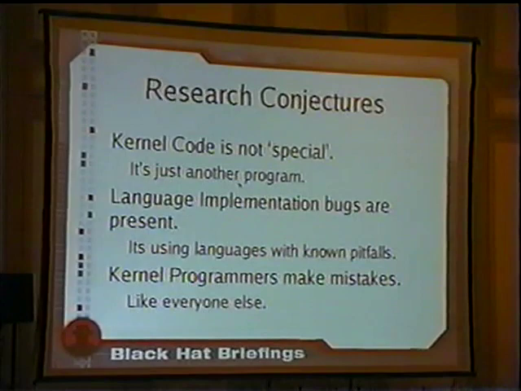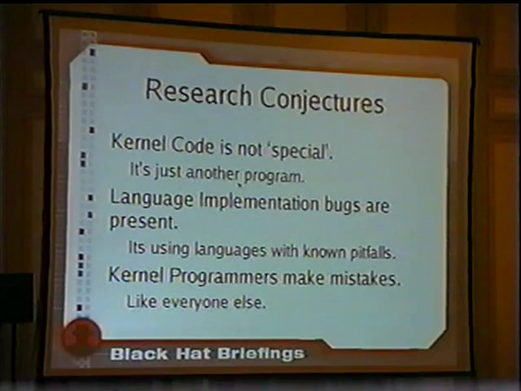So I'm basically putting forward some conjectures at the start of the auditing project, let's say. Kernel code is not special. It's just another program, a really big program, but just another program. It's written in a language with known problems. All the open source kernels are written in C, and C has known problems that time and time again, you're going to see buffer overflows, integer overflows, a lot of problems.